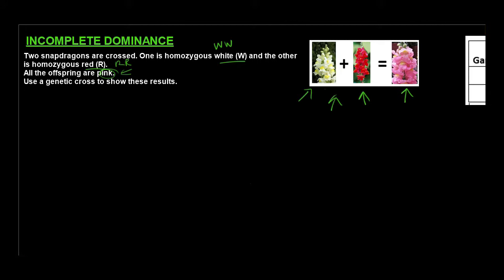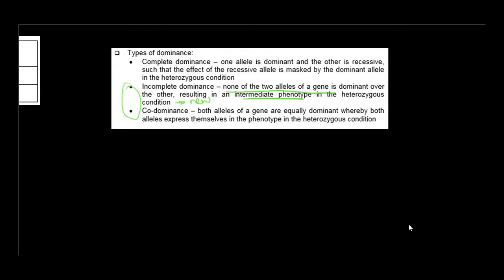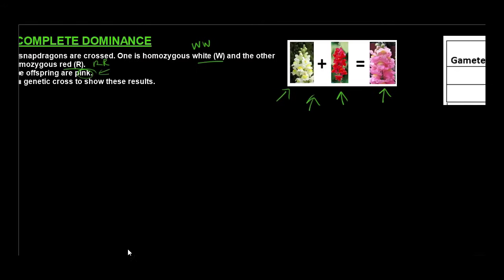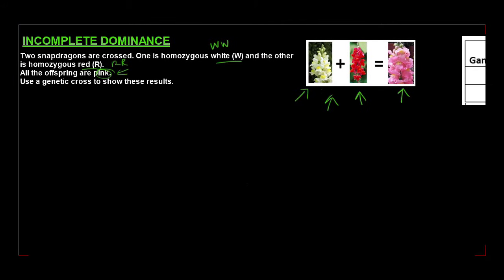So this is where incomplete dominance comes in. If we look at the definition again, neither of the two alleles of a gene is dominant over the other, resulting in an intermediate phenotype. As I told you in the previous video, if something is dominant, it is written with a capital letter, and if something is recessive, it is written with a lowercase letter. Now in this case, both of these parents are homozygous dominant. They both have capital letters.